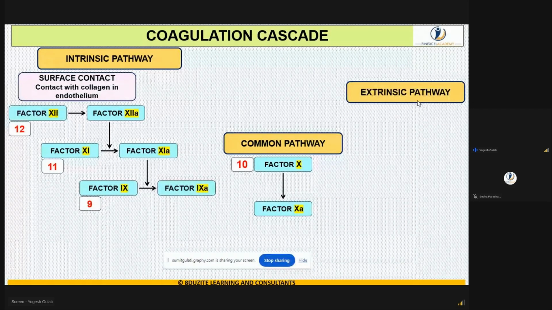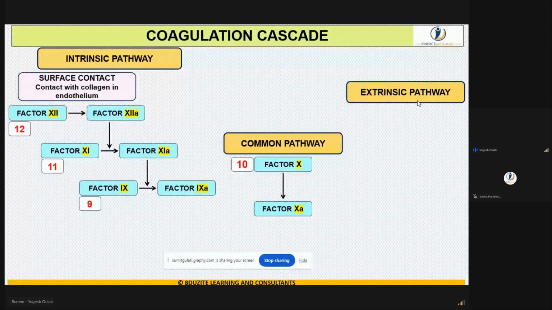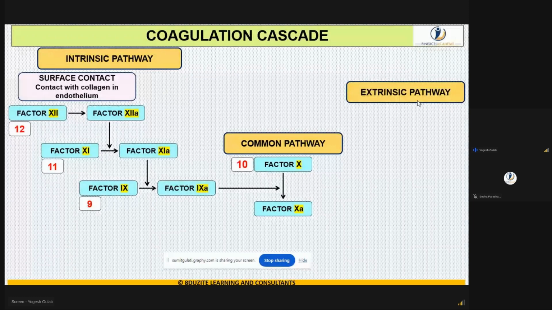Factor 10 is missing because 10 has already moved to the center of the field, which is the common pathway. So the remaining factors come on the left: 12, 11, 9. And this factor 9 will then activate factor 10 into factor 10A. This is the intrinsic pathway on the left. Now we move to the right, to the extrinsic pathway.